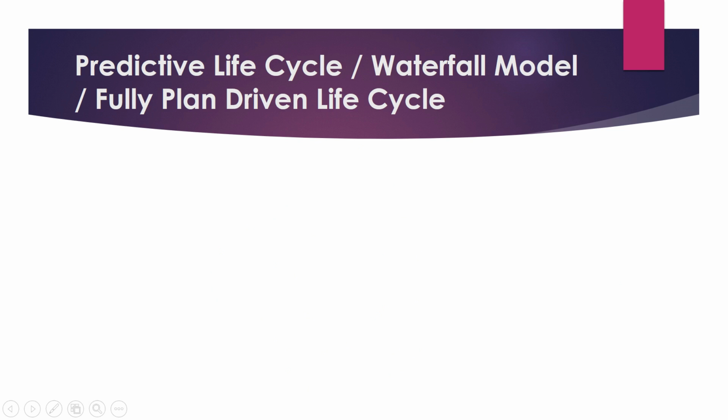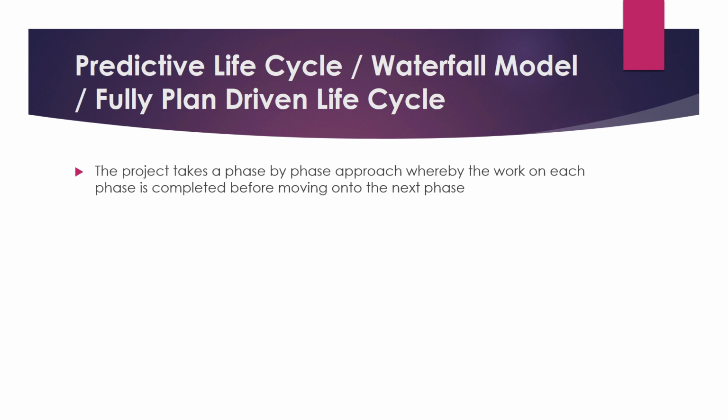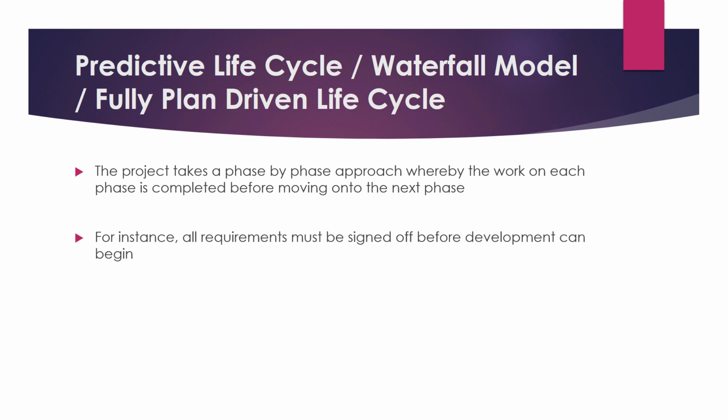All right, so moving on, the first type of project management life cycle that we are talking about is the waterfall model, which is also known as predictive life cycle and fully plan driven life cycle. In the waterfall model, the project takes a phase by phase approach. Each phase will be completed in full first before the project team can move on to the other phase. For instance, all requirements must be signed off before development can begin, right?